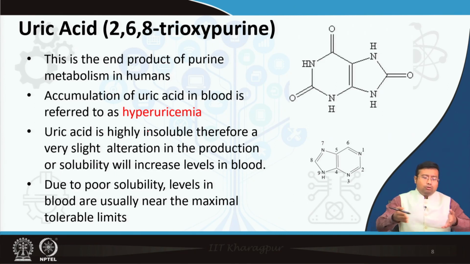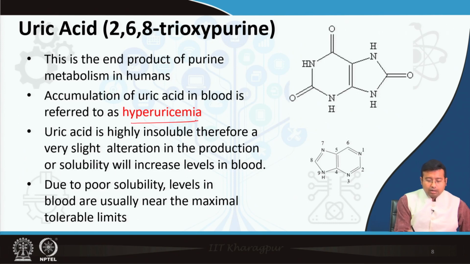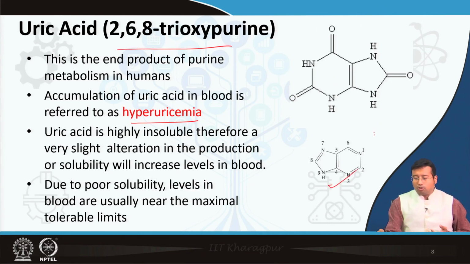We saw the final product in purine catabolism was uric acid, right. This is the end product of purine metabolism in humans, and whenever there is excess accumulation of uric acid in blood, it is known as hyperuricemia, alright. So, what is the problem? See, uric acid is 2,6,8 trioxypurine. Now, you already know how to number the purine nucleotide. You can easily number this and you will find out the oxo or the keto group is in the 2, 6 and 8 position, right.